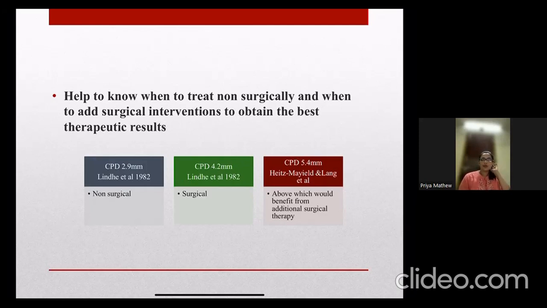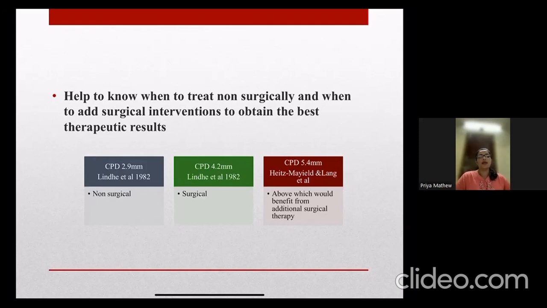Now, the same authors have said that the critical probing depth of 4.2 mm is considered to be the value for surgical treatment. Above this, they claim that surgical treatments like the modified Widman flap can be done. At that time, the modified Widman flap was the most common flap being done. They claim that if the modified Widman flap is done for cases with 4.2 mm and more, there is a gain in the attachment level. And if it is done below these levels, there can be a loss of attachment. So this is the concept of the critical probing depth.